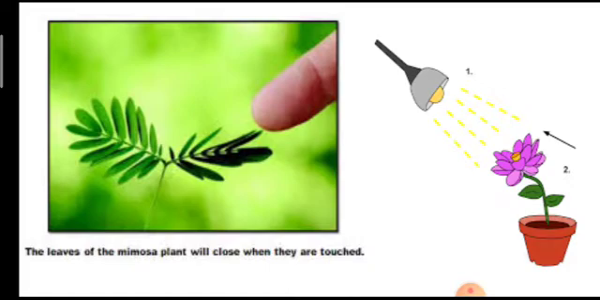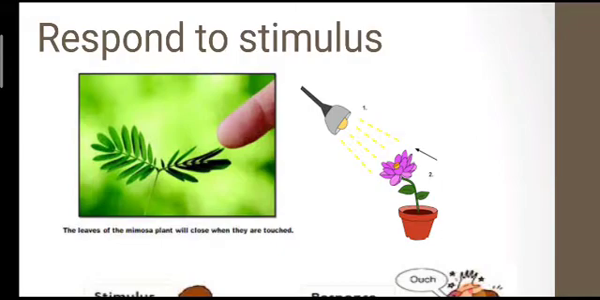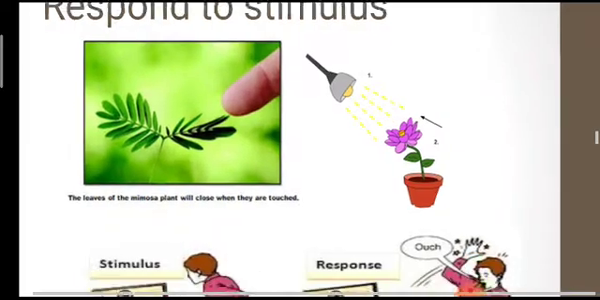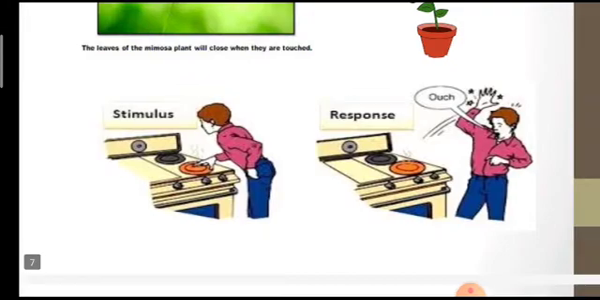This is one example. Then another example, there is a light onto the pot. The flower is bending towards the light. The flower is responding to the sun. The sun is your stimulus. The flower responds to the stimulus. One good example for you all is this.